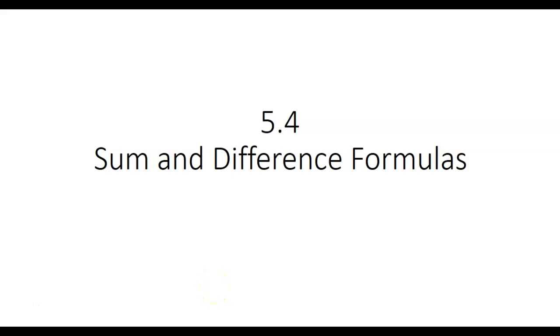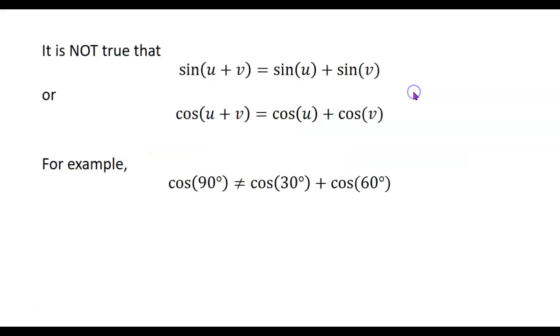Section 5.4, Sum and Difference Formulas. Now, first of all, it is not true that the sine of something plus something else is equal to the sine of the first thing plus the sine of the second thing, or that cosine distributes over addition.